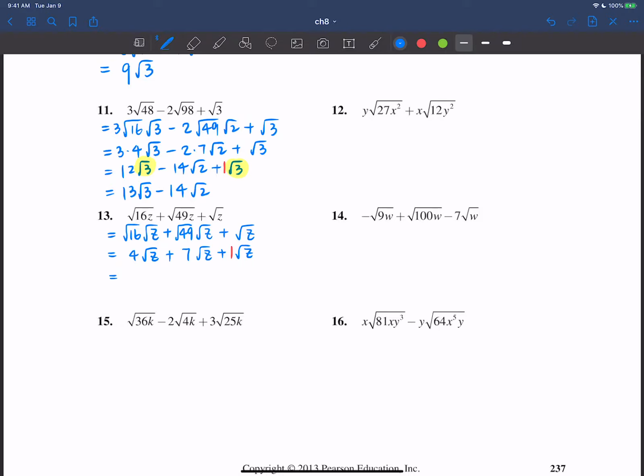Now, all these three terms have like radicals. We apply distributive property, add all the numbers outside. 4 plus 7 plus 1, that is 12. And we have that radical part, radical z.